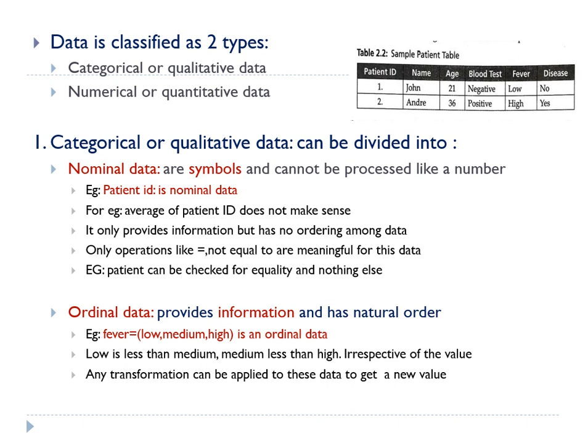If the patient ID is equal to 101, I'll be doing this. So that's the maximum operation that you can do on nominal data. You're just checking for equality and nothing else. The second one is the ordinal data.